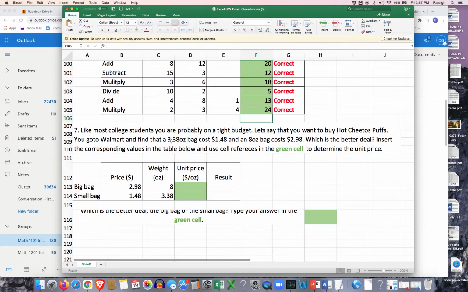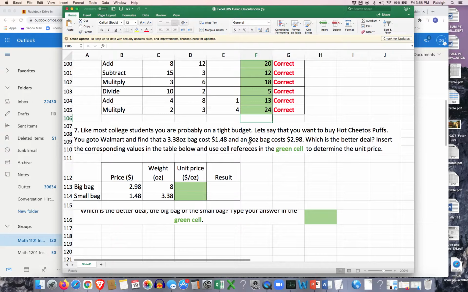So like most college students, you're probably on a tight budget. Yeah, lots of us are. Let's say you want to buy hot Cheetos Puffs. You go to Walmart and find a 3.38 ounce bag costs $1.48, an 8 ounce bag costs $2.98, which is the better deal. And we can do unit pricing by taking the dollars per ounce, $1.48 per 3 some ounces, and take your dollars $2.98 divided by 8 ounces, and we can see what the better deal is.